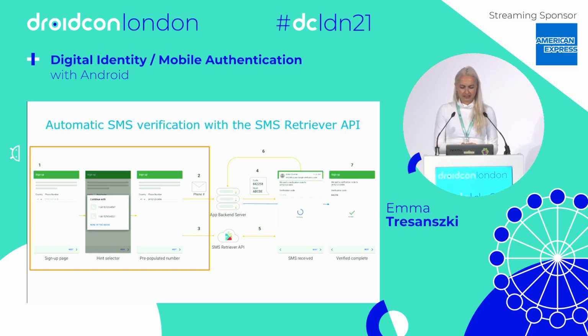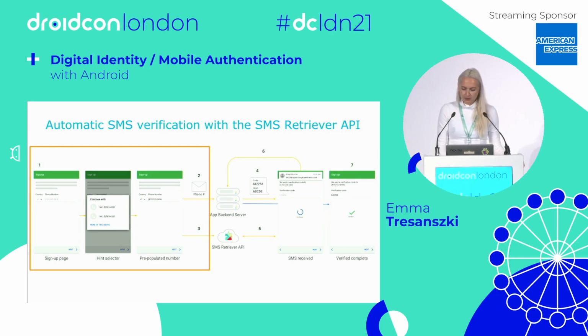So you have the phone selector and the SMS retriever. With this SMS retriever API, you can perform SMS-based user verification in your app automatically, without requiring the user to manually type verification codes and without requiring any additional application permissions. So you have here on the left at step 1, the user initiates SMS verification in your app.